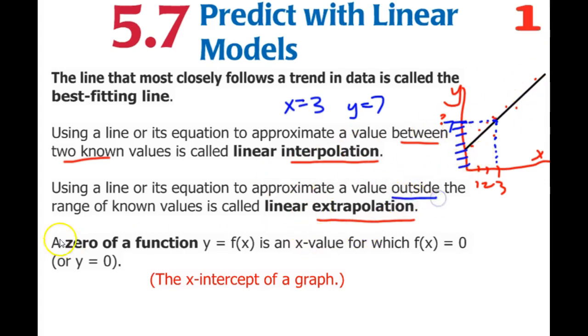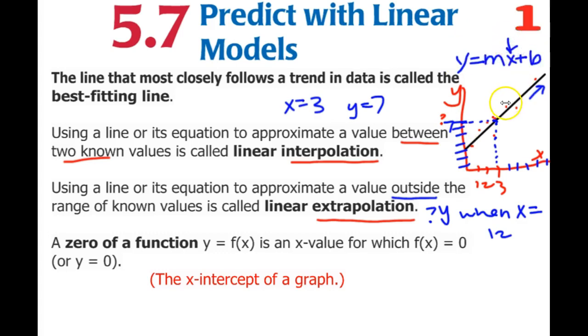Extrapolation is outside of the range of known values. So if I asked you, what's y when x equals 12? Well, my graph only goes up to maybe 6. I would have to be way over to the edge. That would be outside my data, but I could still predict it using the equation of the line. Because if I have an equation, I can just plug that number in for x, or if my graph, let's say it asks for only like 8, and that's outside of our data, we can still predict that based on the trend that we have.